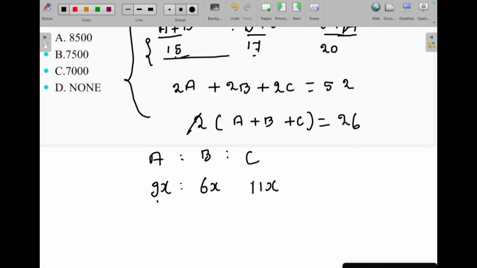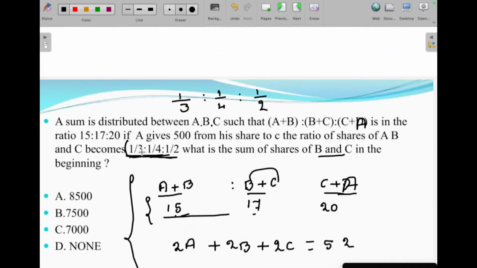Now I have some amount, 500 rupee. To whom will I give it? To C, which means I will increase C by 500 rupee. Then the ratio will change. What happened to the ratio? 1 by 3, 1 by 4, 1 by 2.